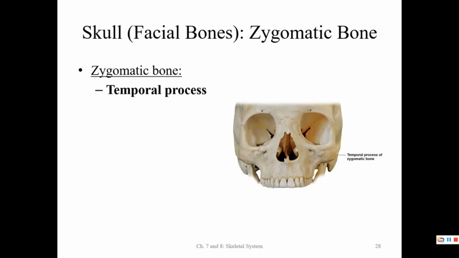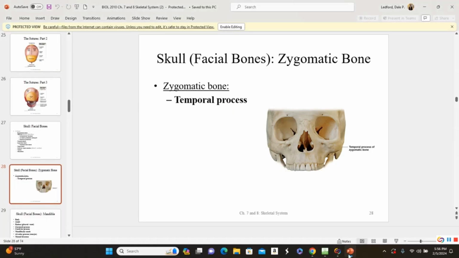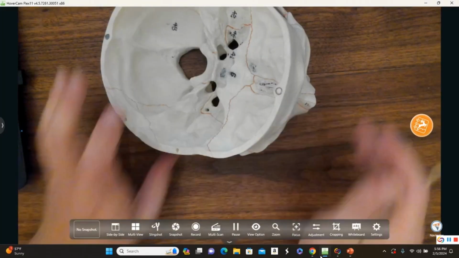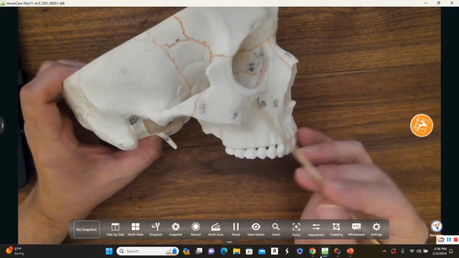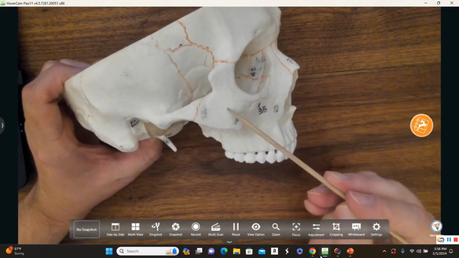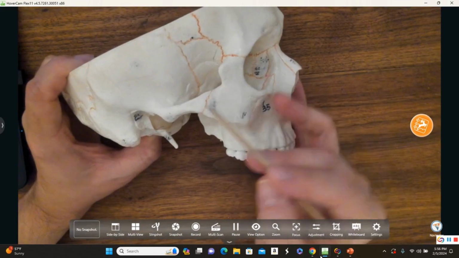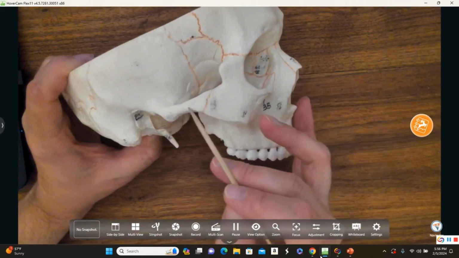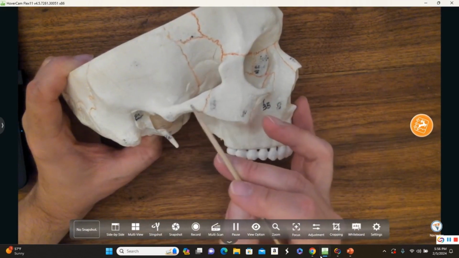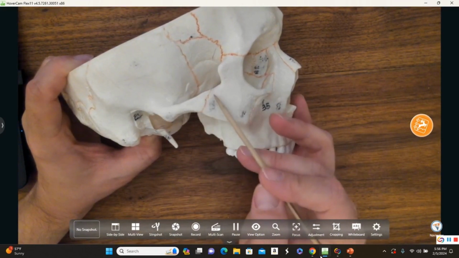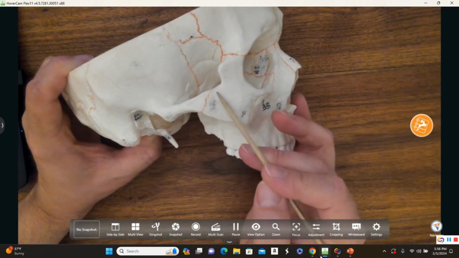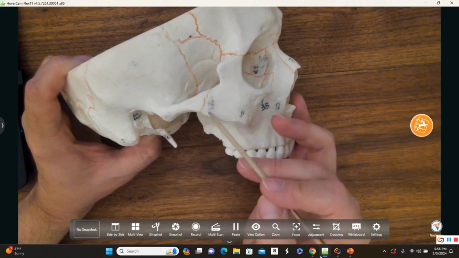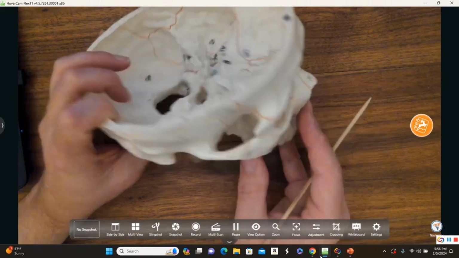Now what we want to take a look at next is our zygomatic bone. There's a temporal process on the zygomatic bone. So here we have the zygomatic bone on the side, our cheek right here. Now, to go towards the temporal bone and the zygomatic process of the temporal bone here, we have this part of this bone right here. This is actually called the temporal process of the zygomatic bone right here. Okay.